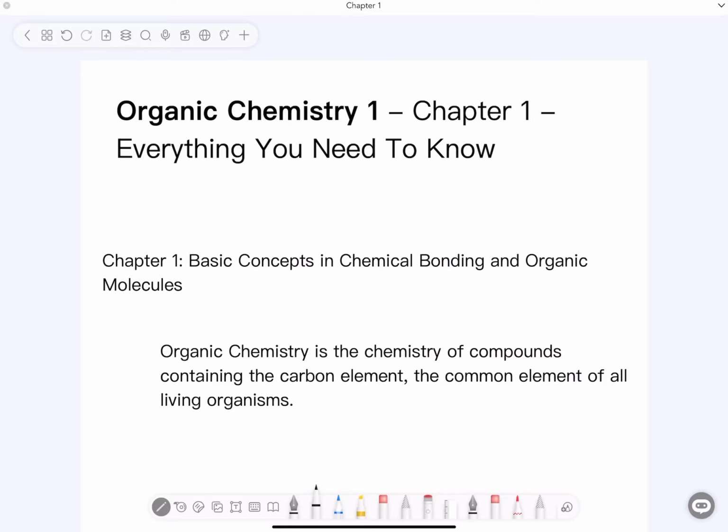Everything you need to know about organic chemistry, Chapter 1. Now, organic chemistry is a chemistry of compounds containing a carbon element, and that's the common element of all living organisms. This is something everyone taking OChem should know, but let's move on to Chapter 1. Basic concepts in chemical bonding in organic molecules.